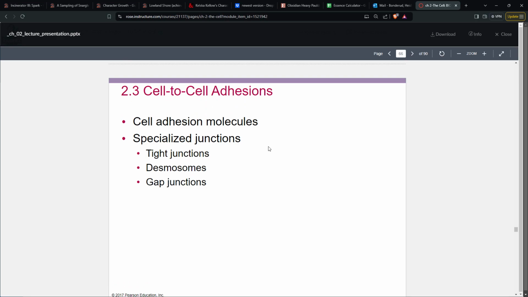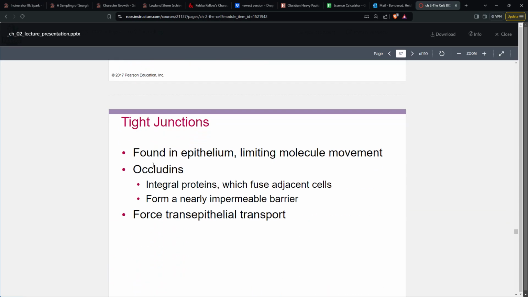Alright, let's talk about those adhesions. Cell-to-cell adhesions, cell-to-cell sticking, cell-to-cell connection, however you want to phrase that. There's basically three types of these adhesions. And these are the three types that we're going to mention in passing in various systems, so you do want to be familiar with them because we're not always going to refresh our memory on them. One is going to be the tight junction, one is going to be the desmosome, and one is going to be a gap junction.